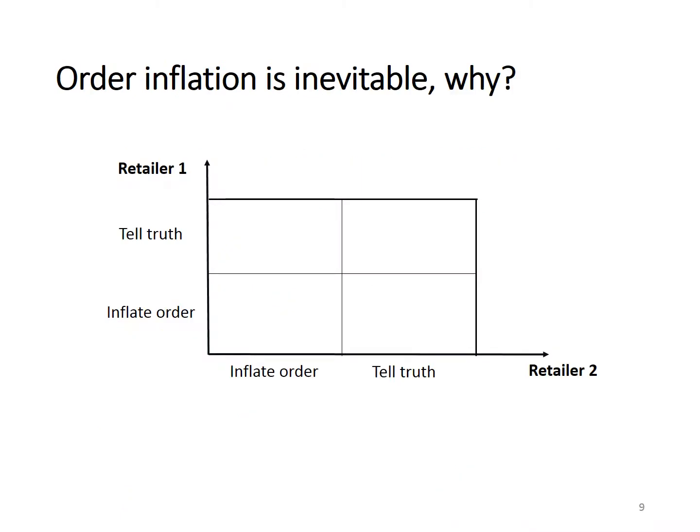Now it is the perfect time to explain the prisoner's dilemma, to illustrate why order inflation is inevitable. Let's look at 4 cases of telling the truth or inflating the order, for example, of 2 retailers.